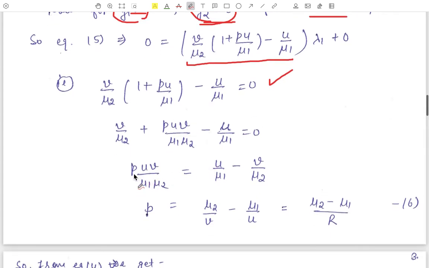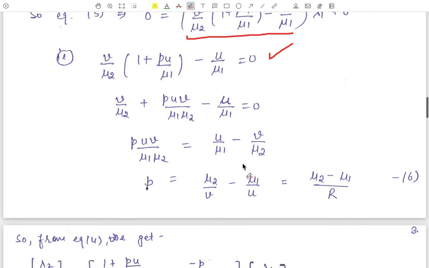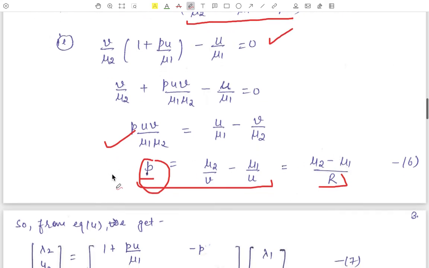हमें क्या मिलेगा, pUV upon mu1 mu2 is equal to u upon mu1 minus v upon mu2. And again on simplification we get the value of p is equal to mu2 upon v minus mu1 upon u from this equation. Also we know that this p is equal to mu2 minus mu1 upon r. ठीक है, say this is equation number 6 here.